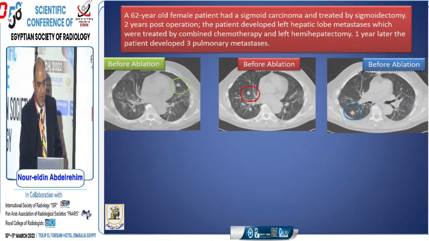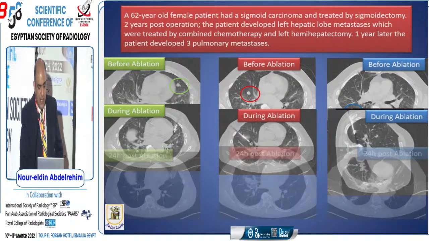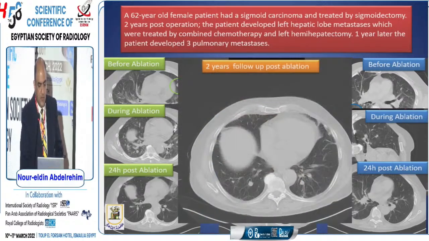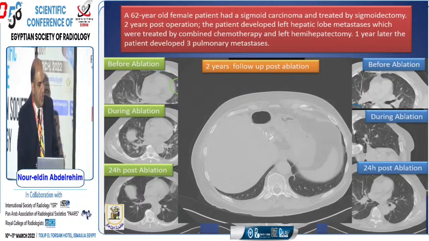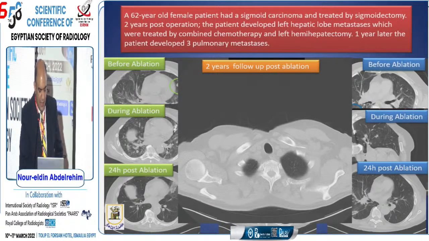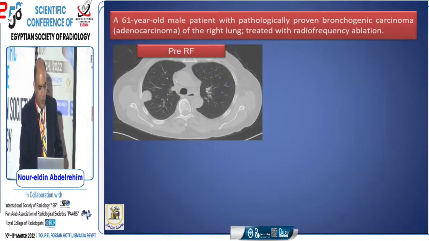This is a case who had 3 different metastases from colorectal cancer, and the ablation therapy could be done for the patient at 3 different regions, and 24 hours post-ablation showed no presence of complications, and this patient was tumor-free for 2 years post-ablation, and in CT we didn't find any local residual or tumor progress.